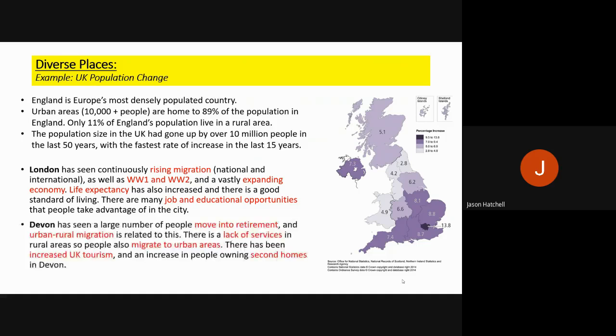And let's just take a contrasting area, which is Devon in the southwest. Devon's seen a large number of people move into retirement, urban-rural migration related to this, lack of services, people migrate out of Devon to places like London. There's been increased tourism, though, in the area of Devon. It's a sandy coastline, and people owning second homes down there for a simpler, more relaxed lifestyle when they retire or go on holiday. So that's an example of how the UK's population is changing.